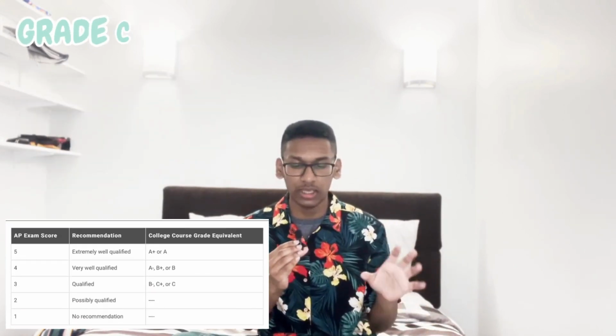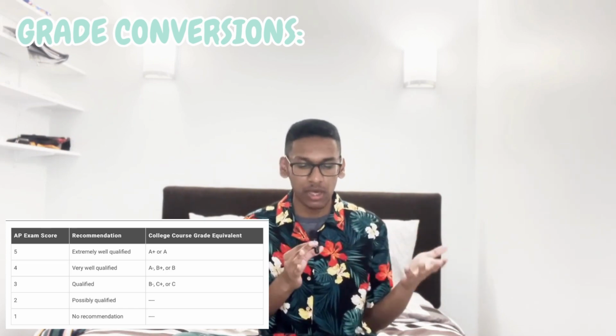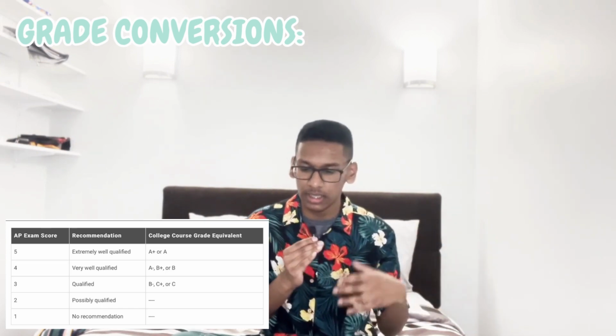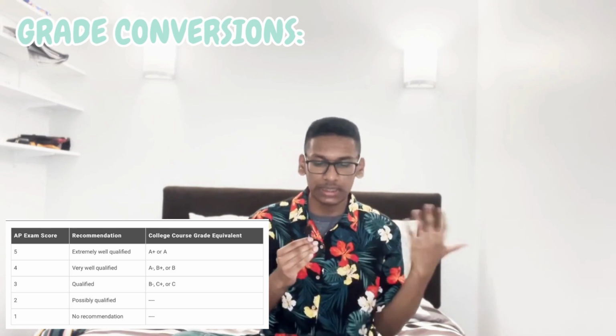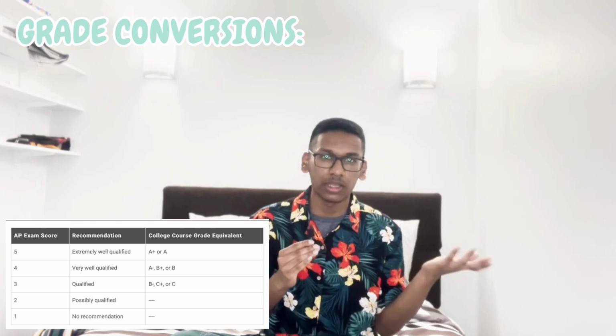If you want to think about it in college course grade equivalent terms, a 3 is about a B minus, C plus, or C. A 4, which is what I got, is an A minus, B plus, or B. And of course, a 5 is an A plus or A.